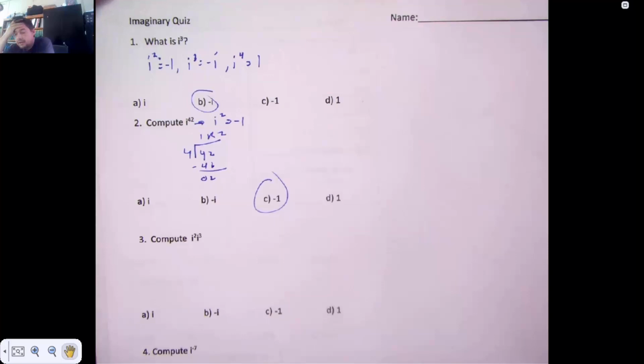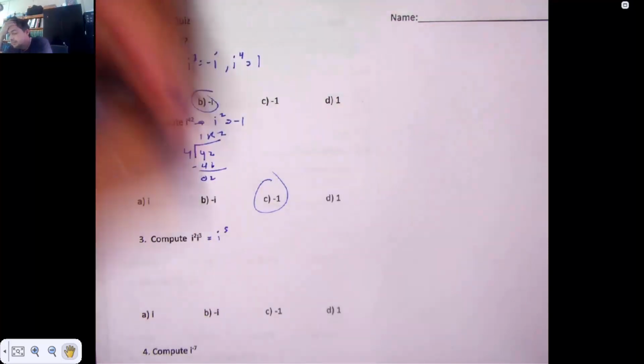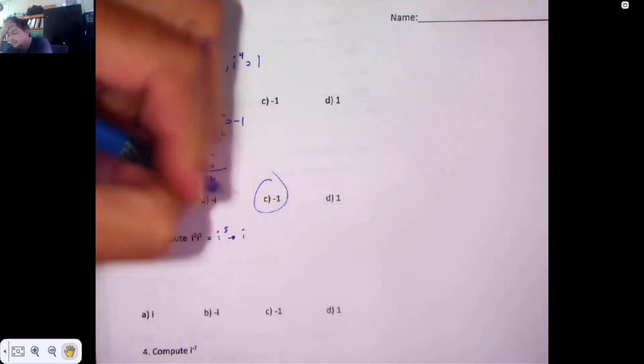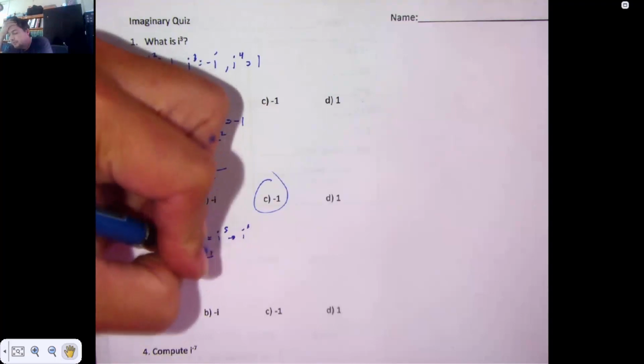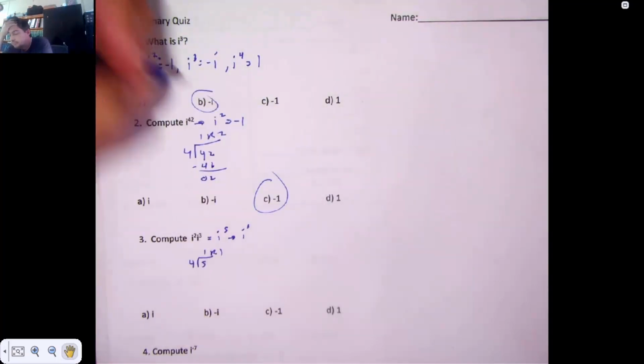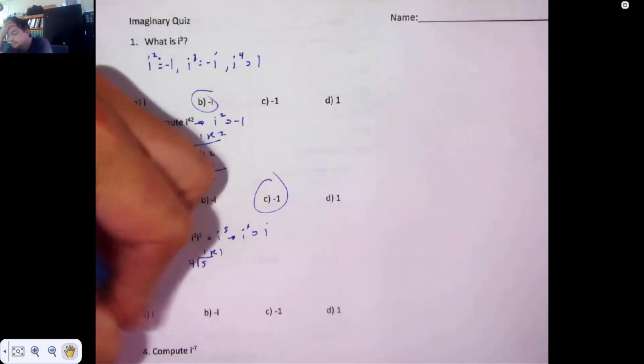Compute i squared times i cubed. That is the same as i to the 5th, which is the same as i to the 1st, because 4 enters 5 one time with a remainder of 1. So this is just i.